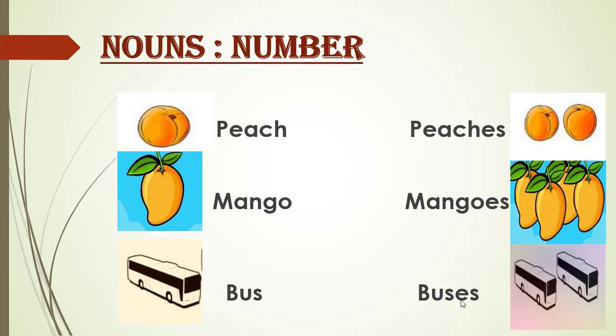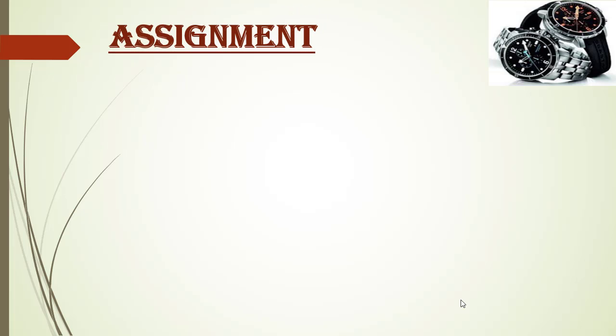So this was noun numbers. In noun numbers we learned that we convert one into many by adding s and by adding es at the end of these nouns. Okay, you revise this again and let's move towards our first assignment.